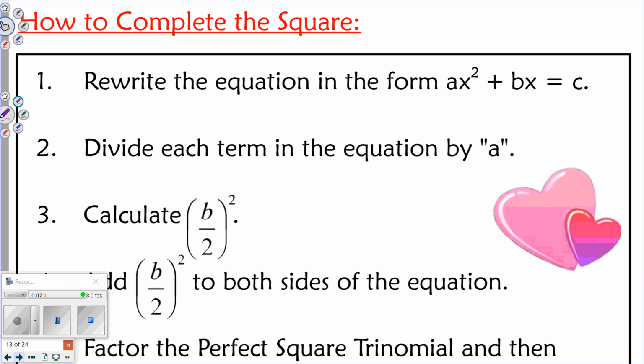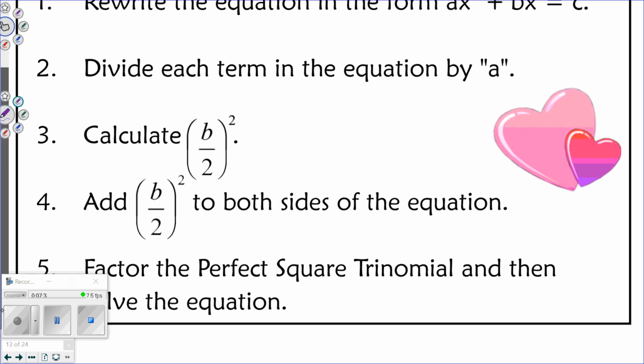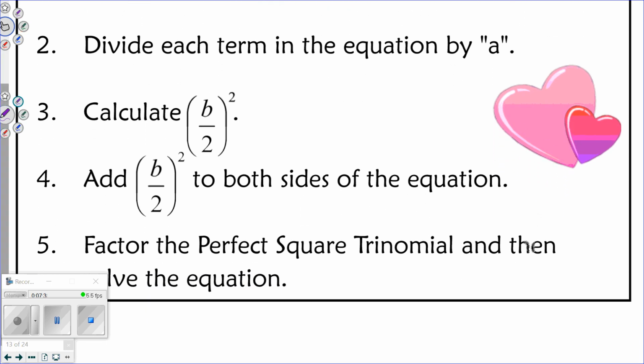Step 3, it's the part that Sam came up with. Right? It's your b value. We divide it by 2, and then we square it. B divided by 2, and square it. That's a period. It's the end of the sentence.